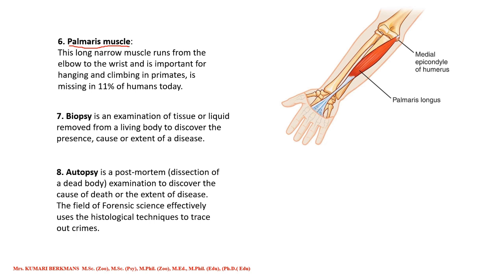Next one, see, palmaris muscle. Where is this muscle present? Let us see. It's a long narrow muscle running from the elbow to the wrist, and is important for hanging and climbing in primates. Primates in the sense monkeys and all, they climb on the tree, right? So this helps a lot to climb. But it is missing in 11% of humans today. This long muscle present from the elbow to the wrist is called palmaris longus.